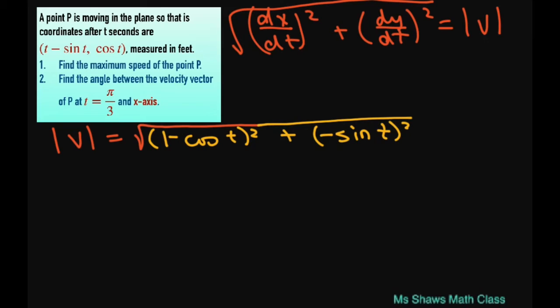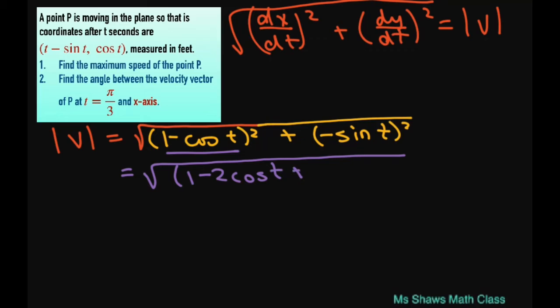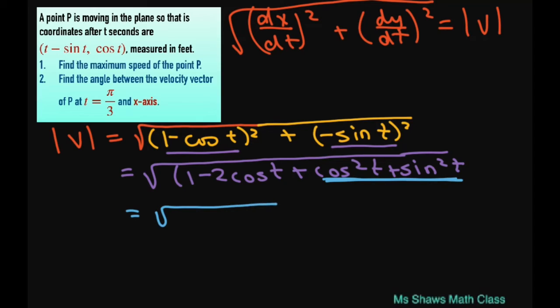Now let's expand this. For this piece, that's 1 − 2 cos t + cos squared t, and this piece is plus sin squared t. Of course, we know from our Pythagorean identity this equals 1. So now I have the square root of 1 + 1, which is 2, minus 2 cos t. Simplifying further, I can factor out a 2 and get the square root of 2(1 − cos t).